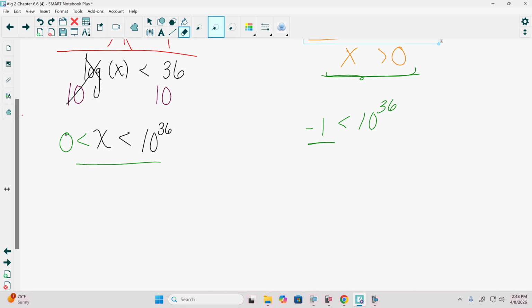Does that make sense? And if it had been, say, I'm just going to change it for the time being, x has to be greater than 9. Well, instead of putting 0 here, we're going to put 9. 9 is less than x is less than 10 to the 36. Make sense? But that's all it's doing, we're trying to remove those values that would cause what's inside the log to be negative. Questions on this here? That's a good question.